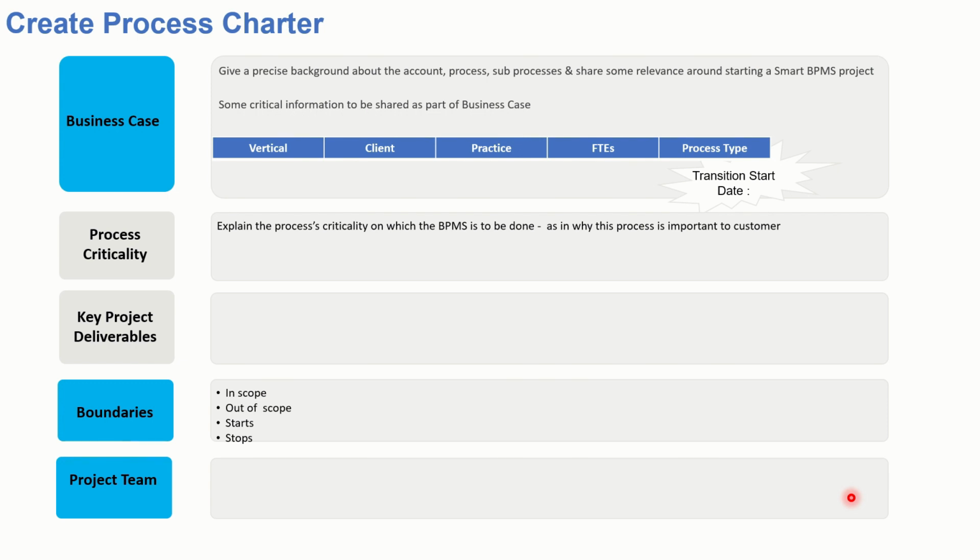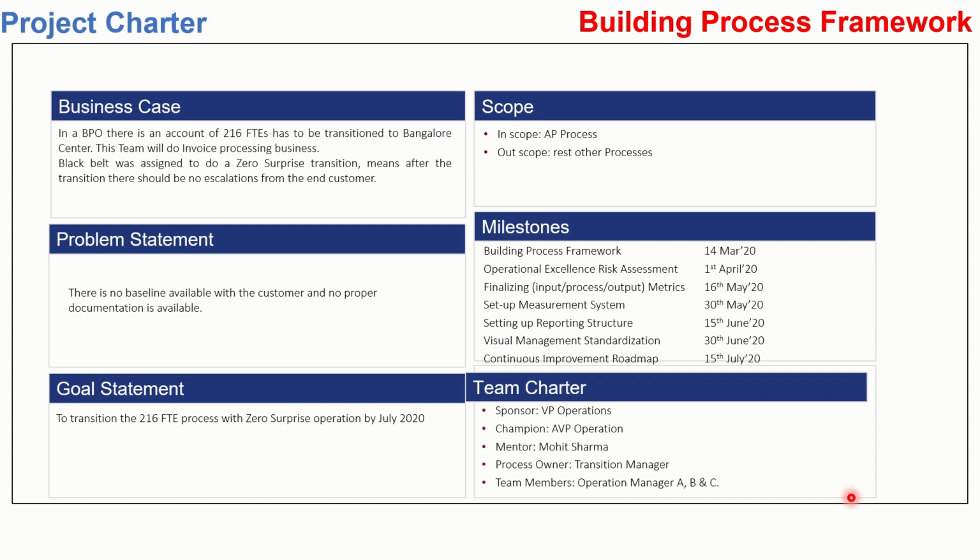The process criticality should also be explained, key deliverables through the project, and boundaries of the project and team charter is to be included as part of the overall process charter. This is the charter from the example that I am showing. To transition 216 full-time employee process with zero surprise operations by July 2020 is the goal. Building the process framework will start on 14th of March 2020 and it will end on 15th of July 2020.